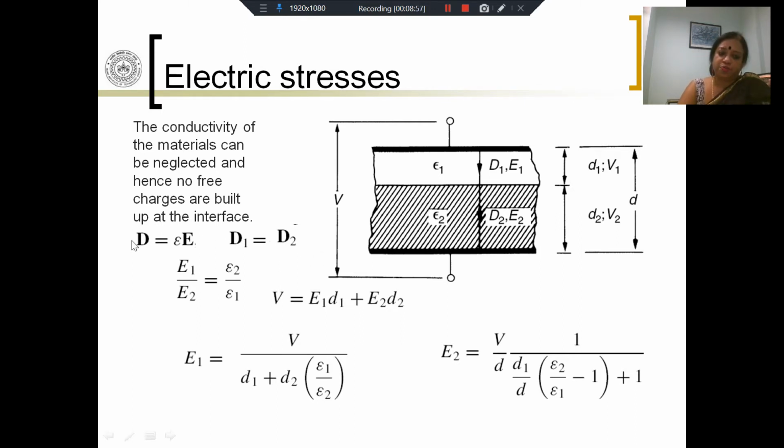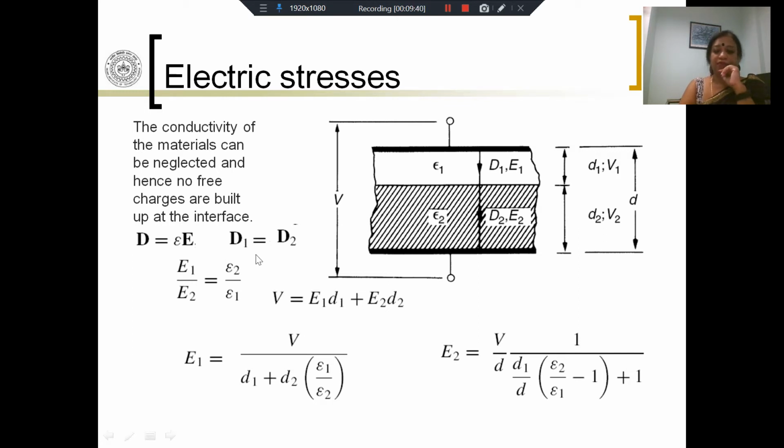In which case I should be able to write, now D is equal to epsilon E. So therefore D1 is equal to epsilon 1 E1 and D2 is equal to epsilon 2 E2. And at the interface, if there are no free charges, it means that D1 must be equal to D2. So if D1 is equal to D2, then I get this relation E1 by E2 is equal to epsilon 2 by epsilon 1, which means I will see different electric stresses in the two materials, and the stresses on the material is also governed not only by the permittivity of that material, but the permittivity of the neighboring material.